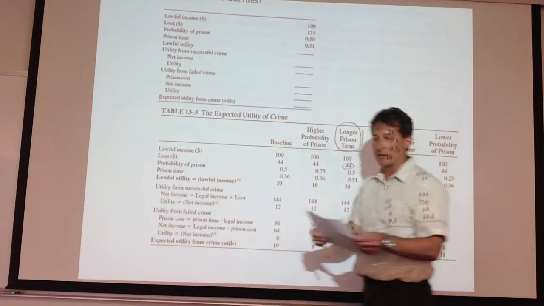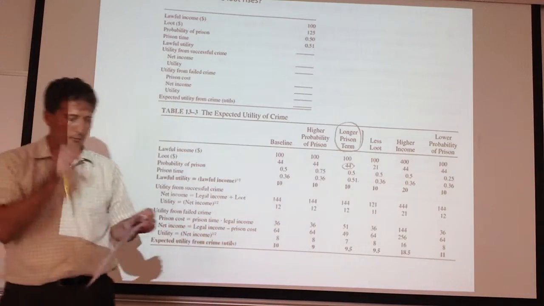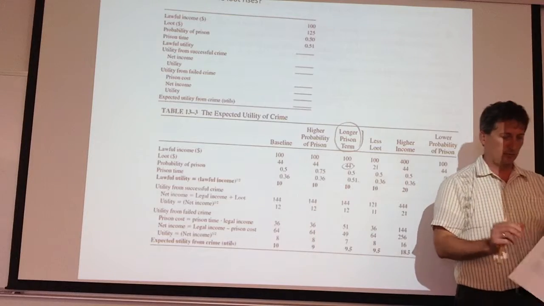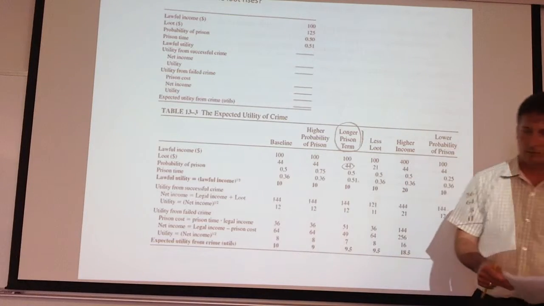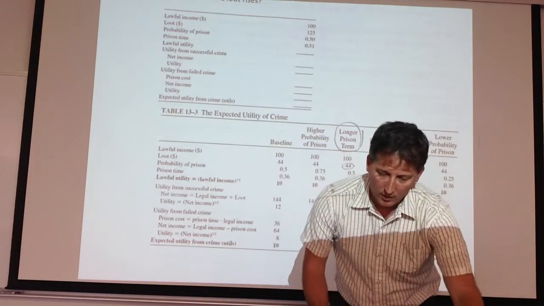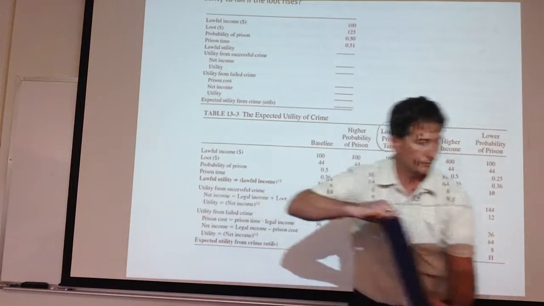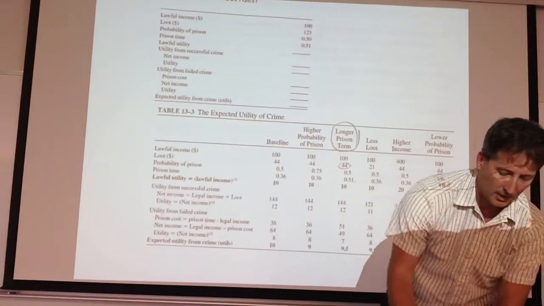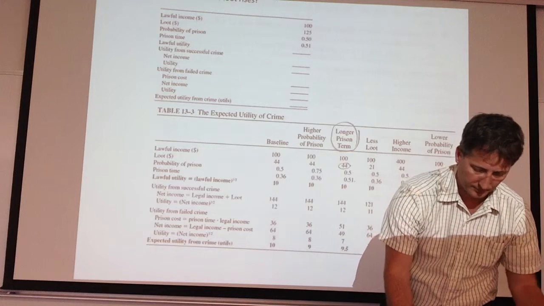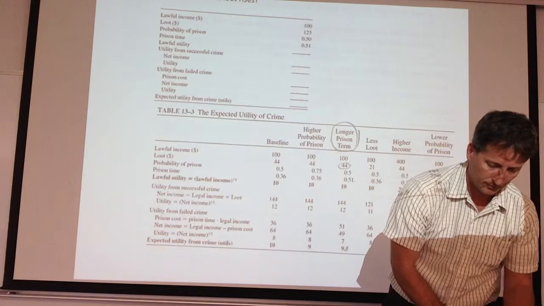So I just want you thinking about those variables as they enter into this, and we roll into number three. The next one is a continuation. What was B specifically? I don't have my sheet up. Oh, I'm sorry. Yeah, you're right. So the loot increases while the prison time stays the same, and the expected utility of crime increases. That's right.